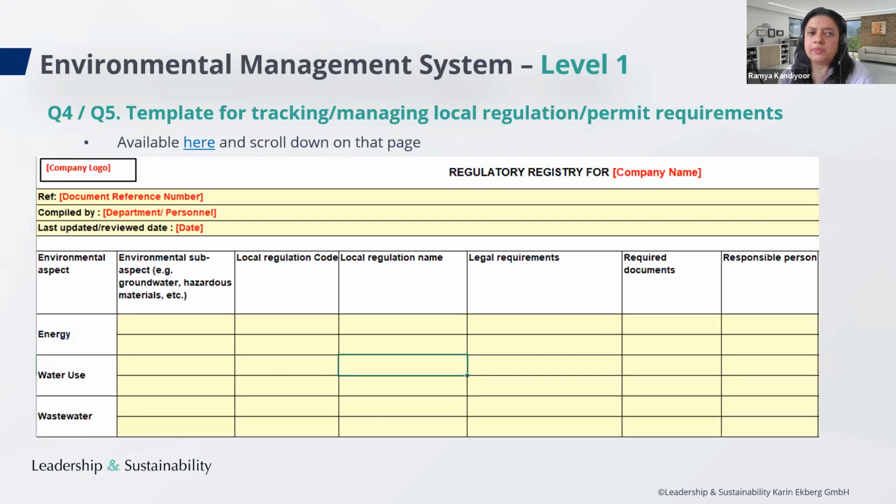Here is an example. This is a set of resources which Higg FEM has provided, and this is the link that we have also shown you. On this link, you have a number of different resources. You will have to scroll right down to the bottom of the page to access the permits tracking template record that you will be able to maintain.